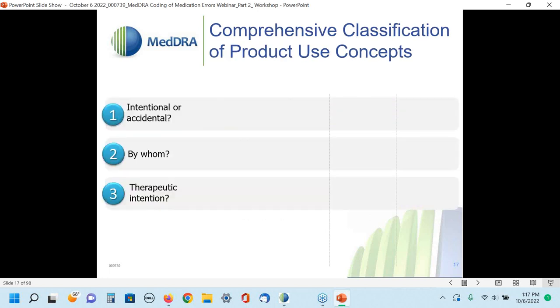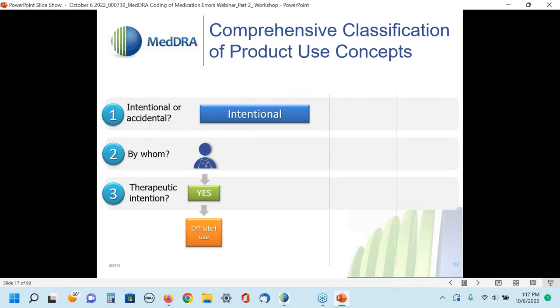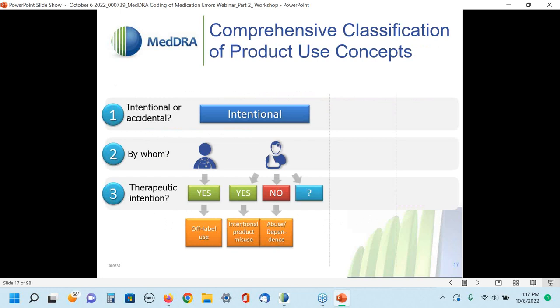So when we threw all of this together, it created a slight modification to our tool, which is intentional acts perpetrated by a healthcare practitioner, again, therapeutic intention, still off-label use. Patient, therapeutic intent, yes. Again, intentional product misuse. If there was no therapeutic intention, that again is drug abuse or dependence. And in a case where we're unclear what the therapeutic intent was of that person, that patient, that consumer, then we can think of terms under the concept of intentional product use issue.